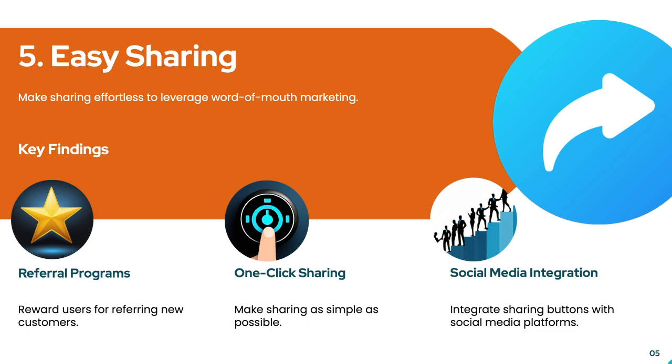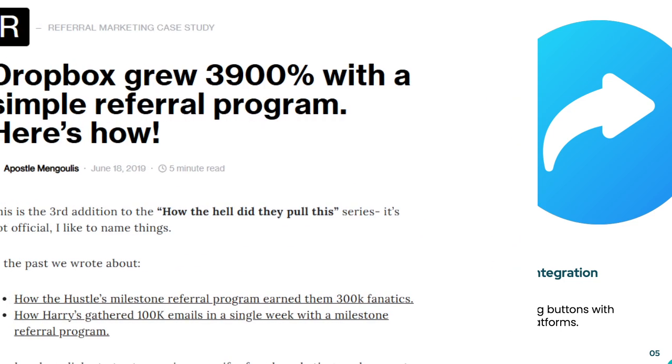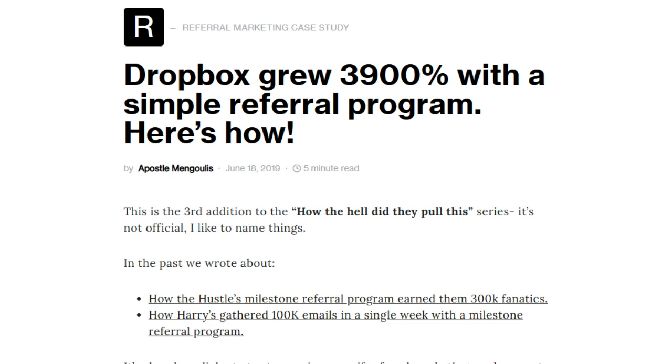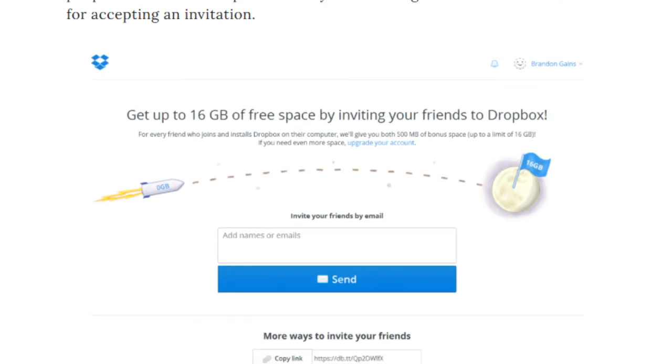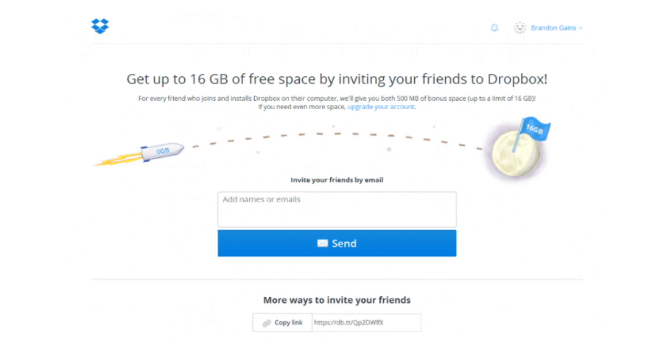It doesn't have to be just a little share icon either. Think creatively here, folks. Think big. Look at Dropbox. Their referral program rewarded users with extra storage for inviting their friends. That simple strategy is legendary for doubling their user base in a very short amount of time.